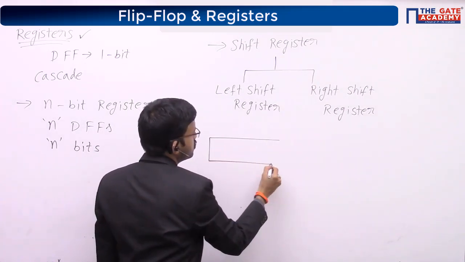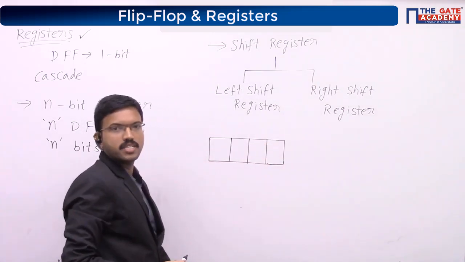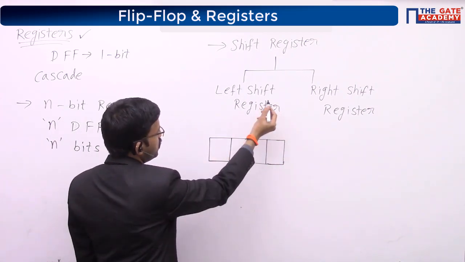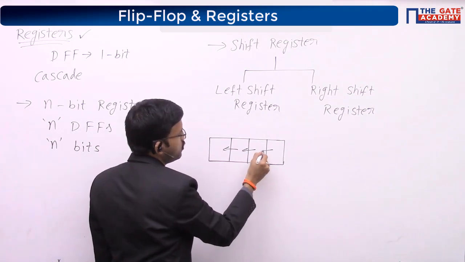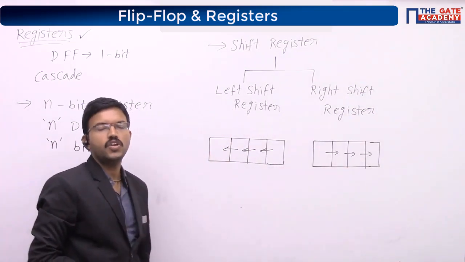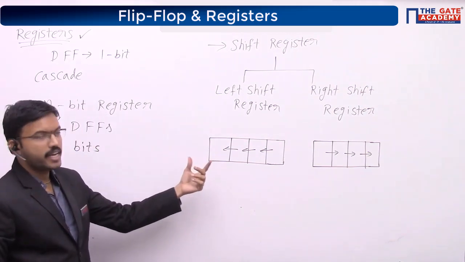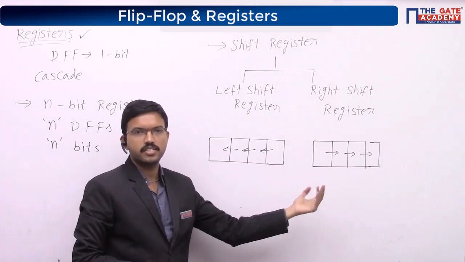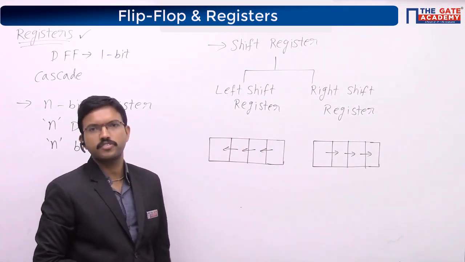Draw the architecture. Suppose I am considering the 4-bit case. So this is the register. Here, left shift means shifting will take place like this, toward the left hand side. Here shifting will take place toward the right hand side. So based on the direction in which shifting is taking place, either to the left hand side or to the right hand side, accordingly we have two types of shift registers.